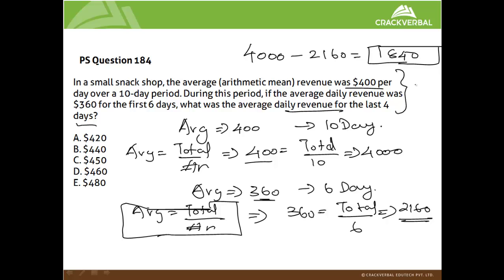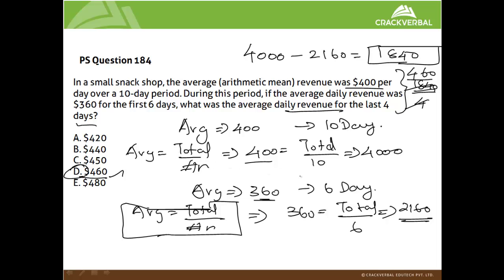So 1840 they should earn in the remaining 4 days. Each day, 1840 divided by 4 gives 460, so they should be earning 460 each day. So the answer has to be D. Pretty simple, straightforward calculation type question. You need not worry too much about it. Just follow the steps.